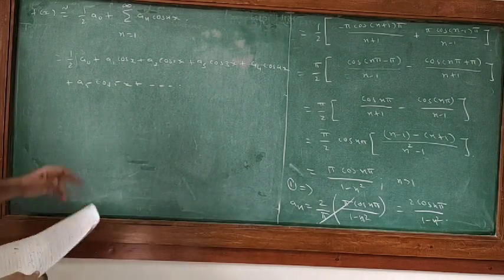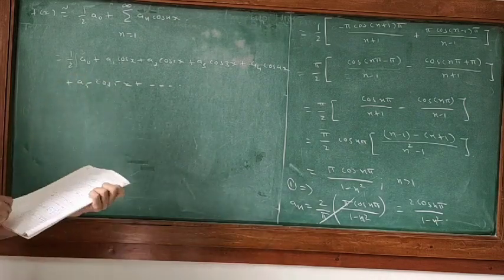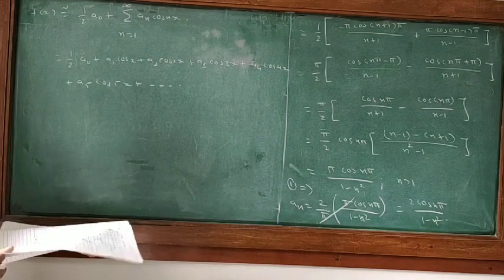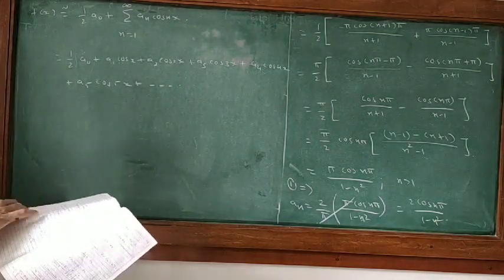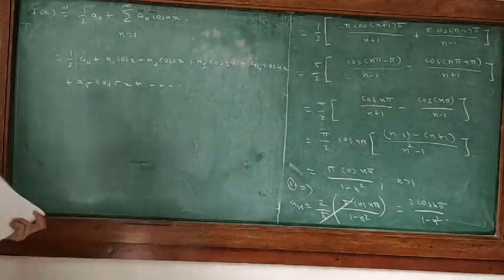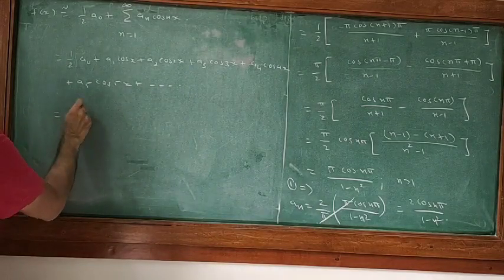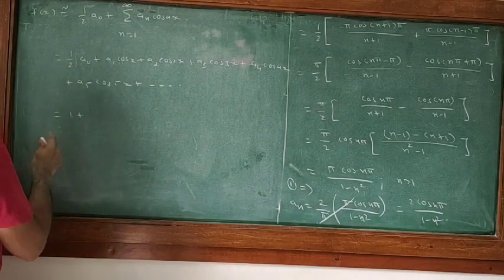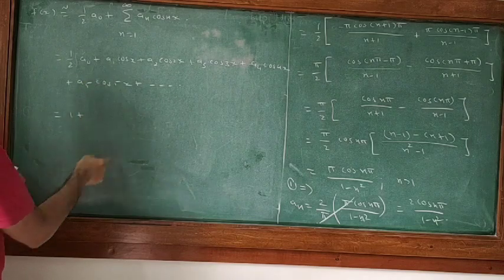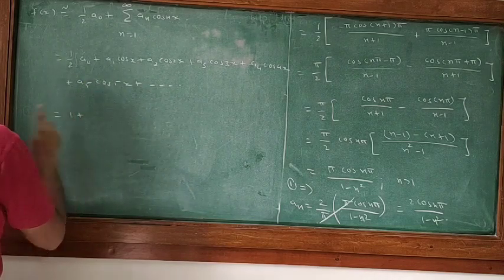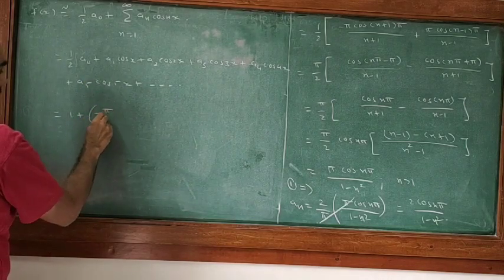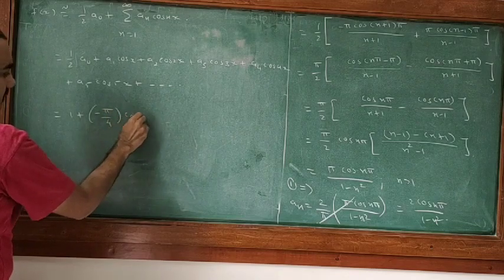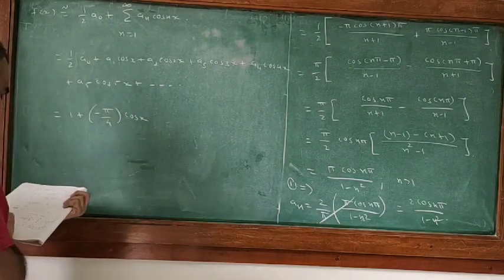So we have the value of a0 is 2. You can find that. We have calculated it a few minutes back, and it is 2. So it is 1 by 2 into 2, so it is 1. a1 is minus pi by 4, just as I calculated. Minus pi by 4 cos x.